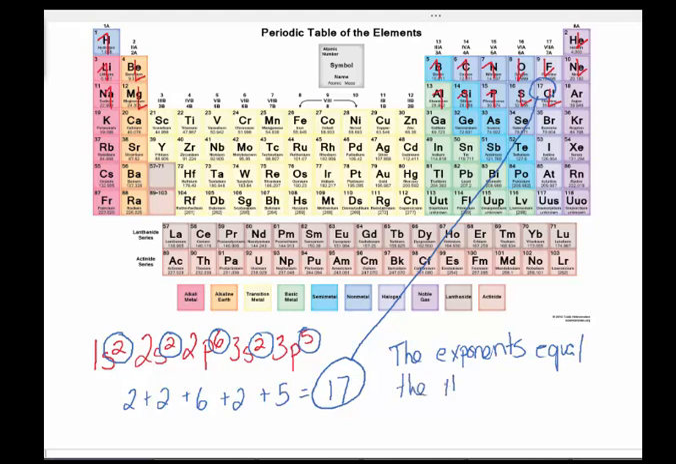The exponents in an electron configuration tell you how many electrons are in the atom, and the overall configuration tells you where they are. The exponents need to add up to the same number of electrons present.